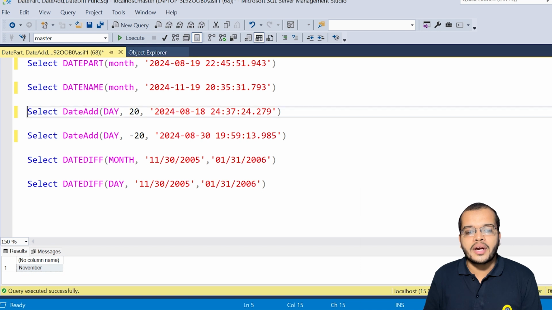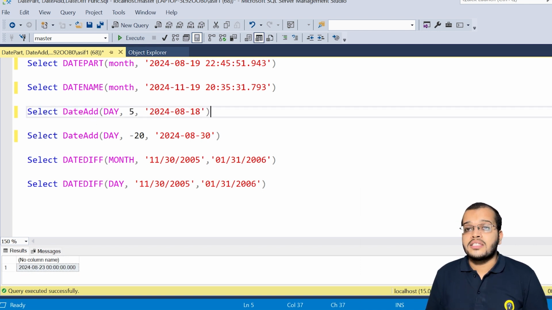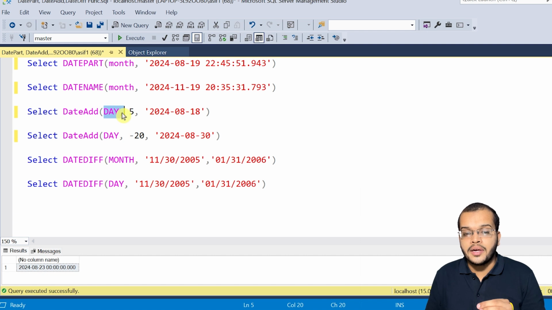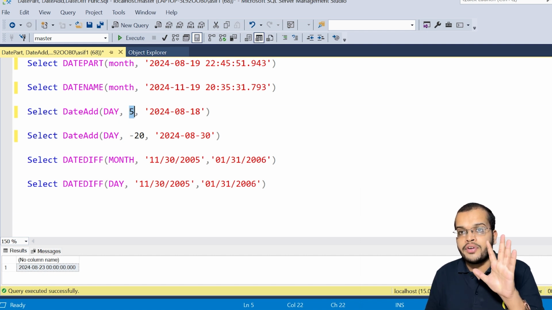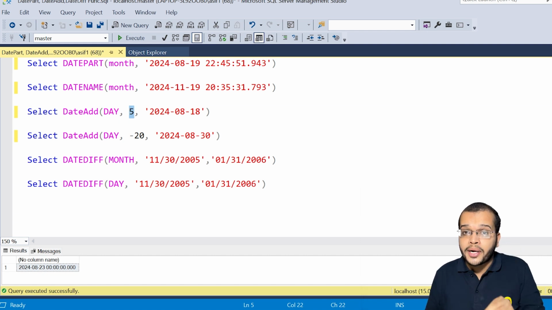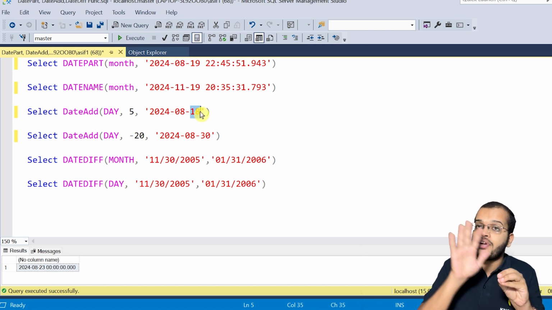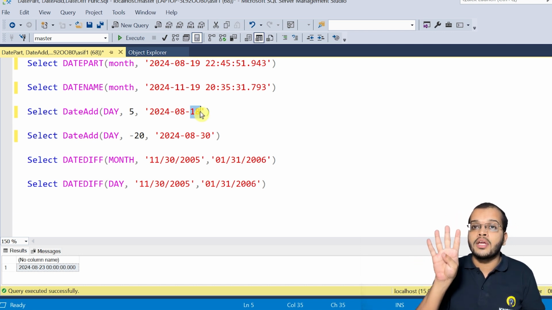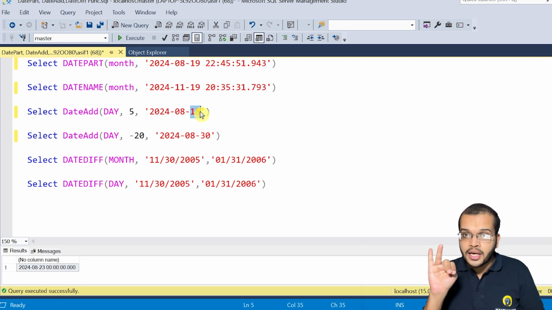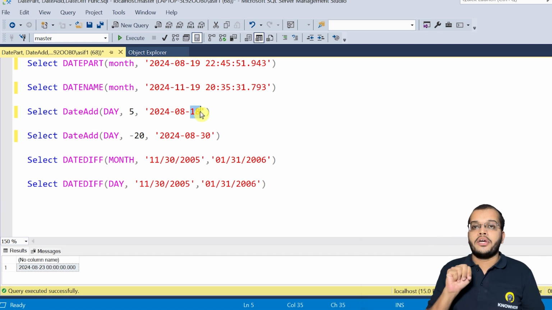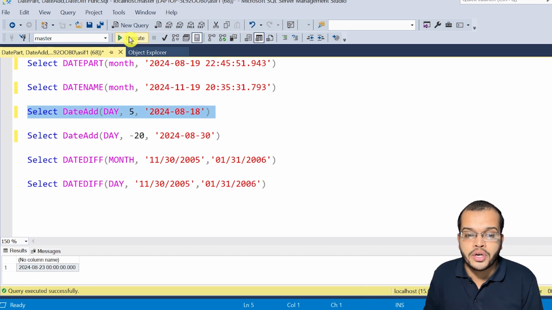So now I'm writing a select query with a DATEADD function. As I have written day here, now let me choose 5 days I want to add. To which particular day? 18th. From 18th, 5 days I would like to add. So 18th, 19th, 20th, 21st, 22nd. So 22nd, if I would like to execute it, we can see that, okay, so from 5 days.